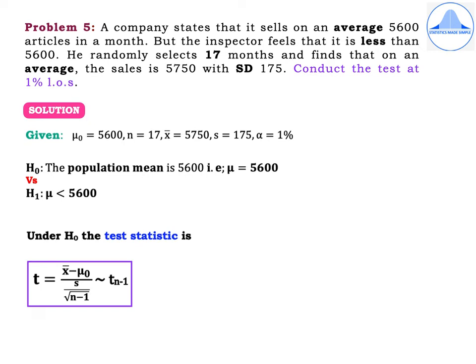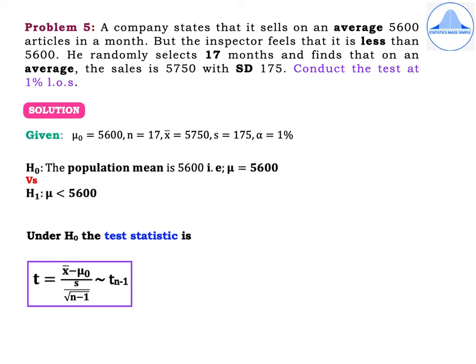then either s square or s. So under solution, write given mu naught is 5600, n is 17, x bar is equal to 5750, s is 175 and alpha is 1%. Next, let us write H naught. The population mean is 5600, that is mu is equal to 5600 versus H1 mu is less than 5600.